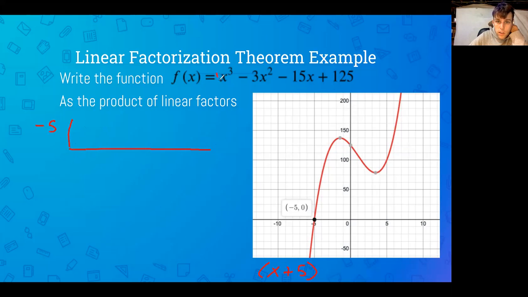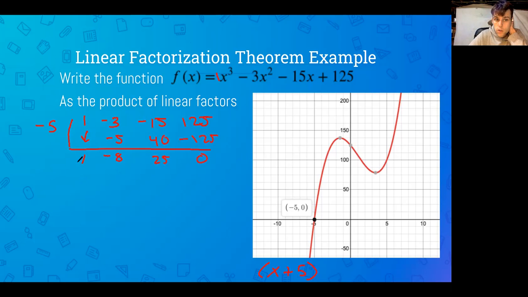Our coefficients here are 1, -3, -15, 125. Multiply, add, multiply, add, multiply. And awesome, remainder 0. That's what we were hoping for. So this had only one real zero. So our other zeros are either going to be complex or imaginary. So we need to figure out what those are.